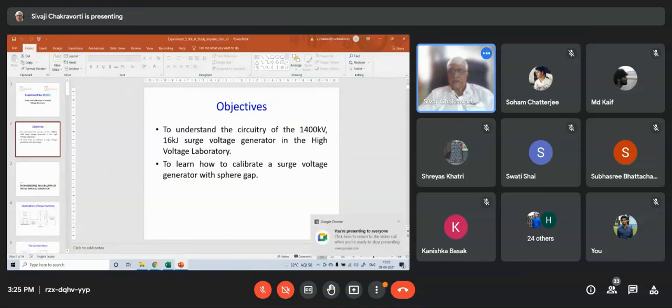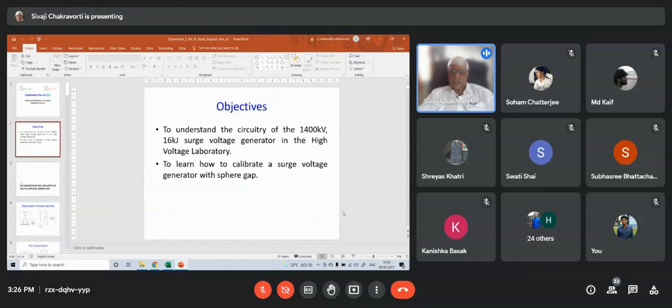So this equipment, what we use in the outdoor system, we have to do some sort of testing before we commission them on site. Otherwise, what will happen, this equipment will fail under the stresses of real life. But when we do the testing in our laboratory, then we have to generate a voltage which is exactly similar to the real life impulse. So we need a special generator, which will not be like an AC generator or DC generator. It's called an impulse voltage generator. So today we are going to tell you about a multi-stage impulse generator circuit. The total output voltage is 1400 kilovolts. The energy rating is 16 kilojoule.